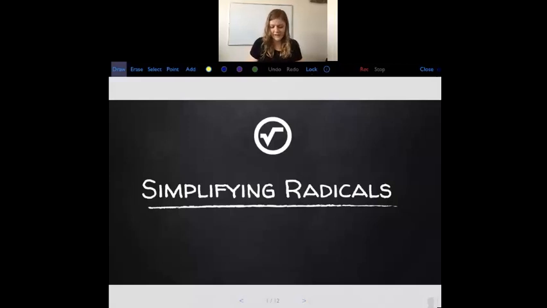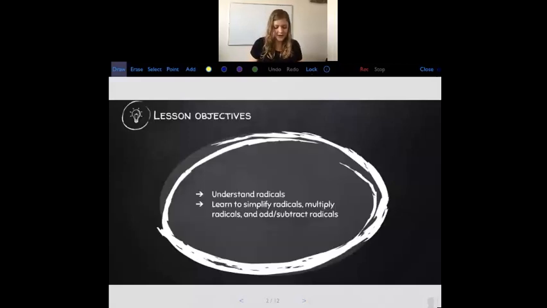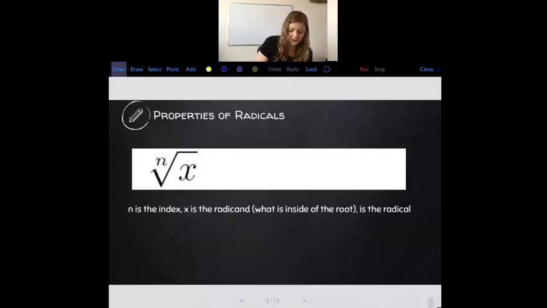In this lesson, we're going to cover simplifying radicals. Specifically, we'll understand what they are and we'll learn to simplify, multiply, and add and subtract radicals. First, properties of radicals.